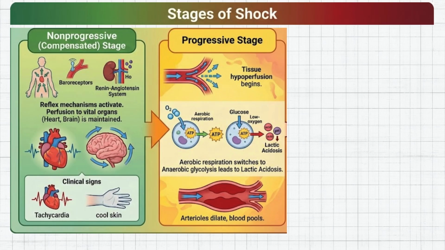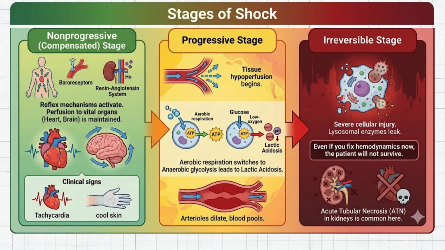Progressive stage. The tissue hypoperfusion begins. Aerobic respiration switches to anaerobic glycolysis, leading to lactic acidosis. Arterioles dilate, blood pools. Then the third one is irreversible stage.